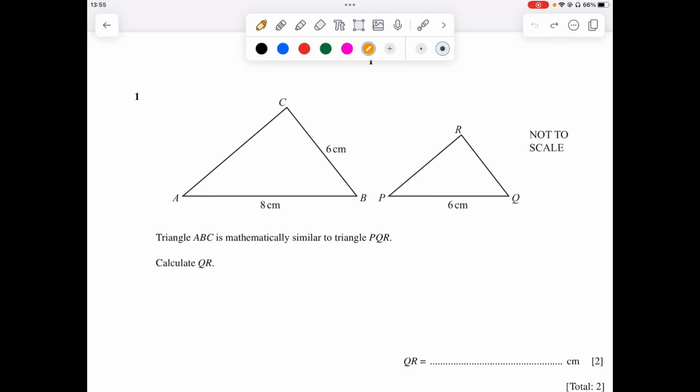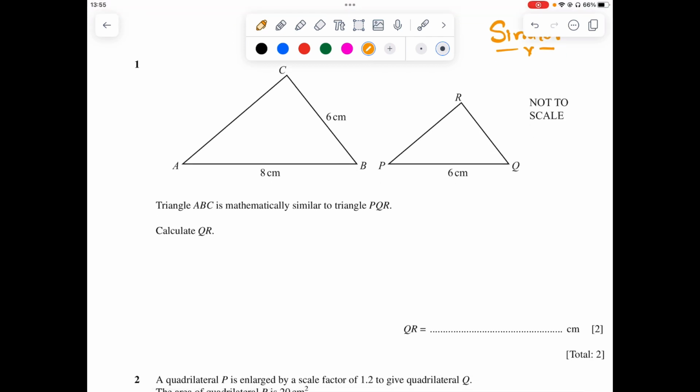So welcome. This is IGCSE past paper questions based on the concept of similar triangles or similar shapes. So the first question, triangle ABC is mathematically similar to triangle PQR. Calculate QR. So how should I be able to calculate QR?